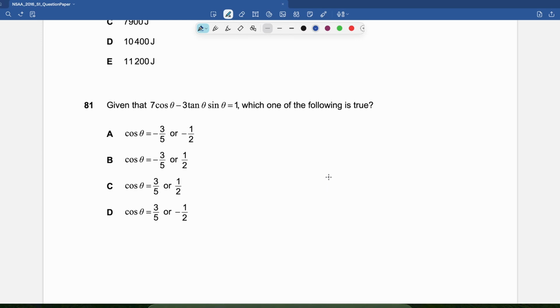Hello everyone, welcome to the solutions of the Advanced Maths and Physics section for NSAA 2016. We were solving this as a proxy to ESAT M2. In the last video, we had solved up to question 79. Let us start from question 81.